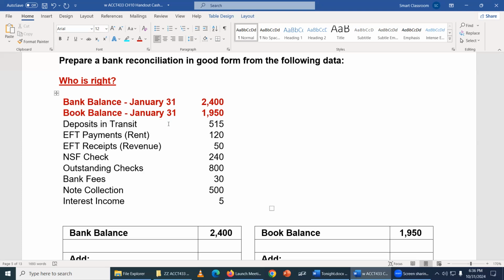For example, let's say on January 31st we make a deposit. The bank doesn't have it on our bank statement. Now, we know we made the deposit on the 31st, but the bank doesn't. So whose side are we going to correct? Our side or the bank's?